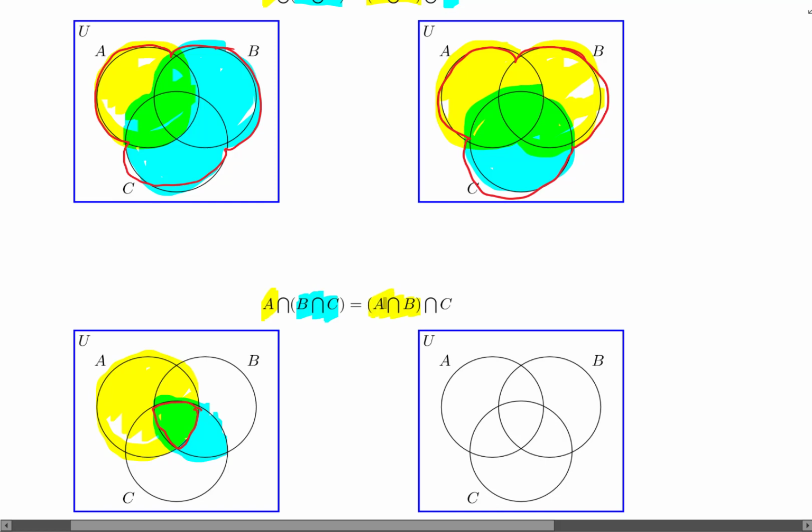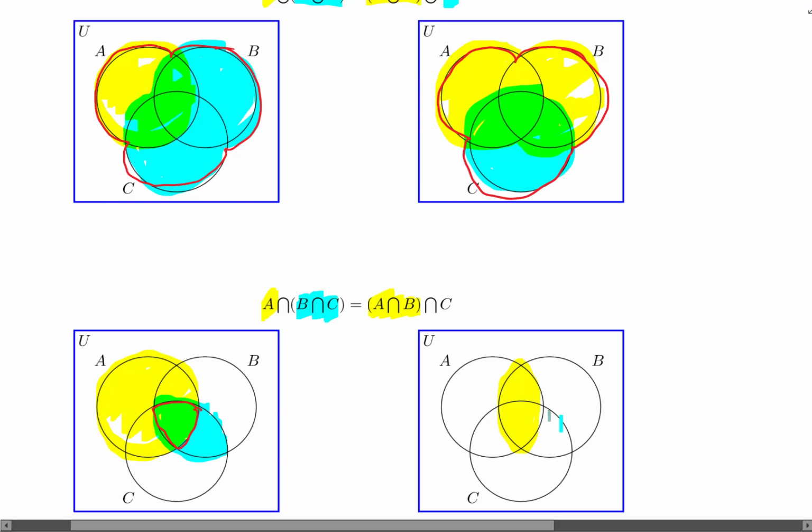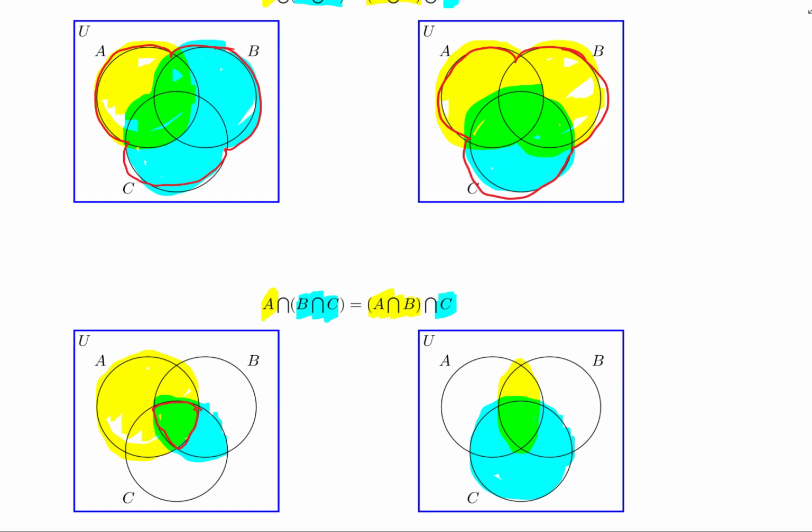Now the right-hand side, A intersect B, will be that guy there. And then set C, where the green is where they overlap. So again, on the right-hand side of the equation, we're talking about this data set right there. So in both cases, they describe the same thing. And again, this is the associative law for intersections.